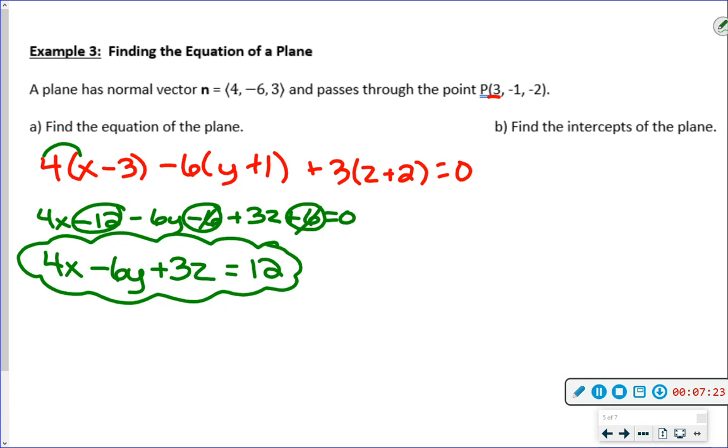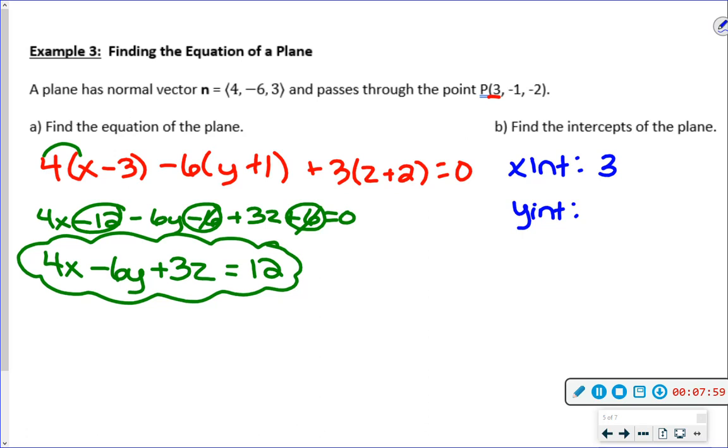Now it asks for intercepts. Okay, intercepts are easy. Intercepts follow the same rules as for a line, for anything. If I need an x-intercept, of course, y and z would be 0. Probably mental math that. You need a y-intercept, x and z are 0. Z-intercept, x and y are 0. Okay, let's do the x-intercept. So, if I'm going to do the x-intercept, I would put zeros in for the other two letters, or really those terms cancel out. You'd be left with 4x equals 12. x equals 3.